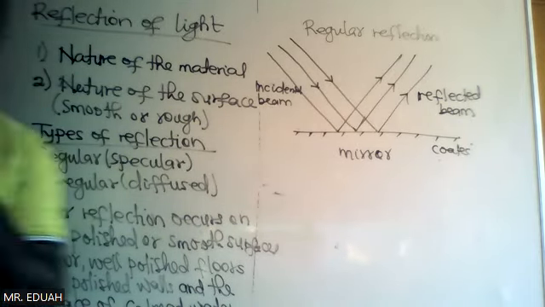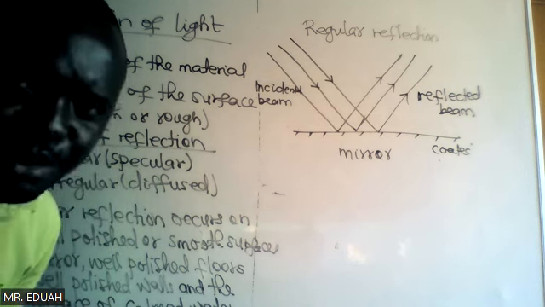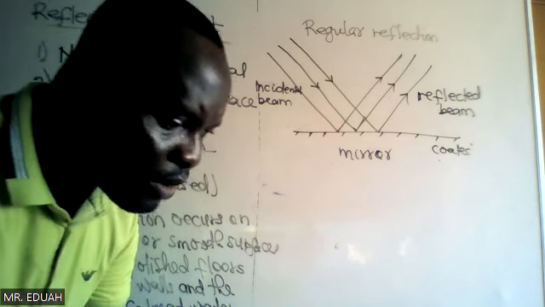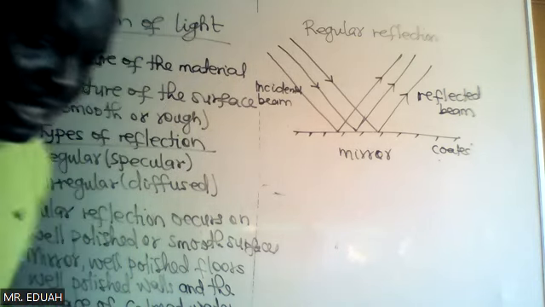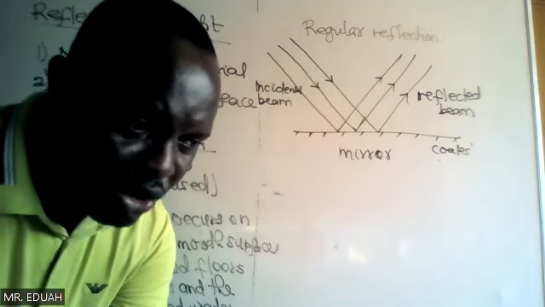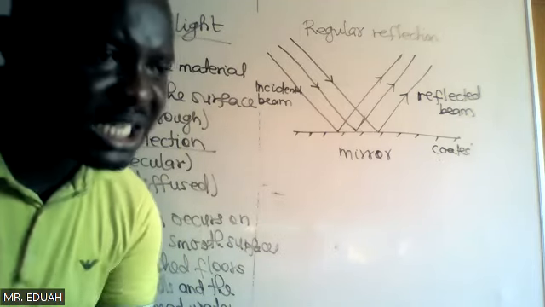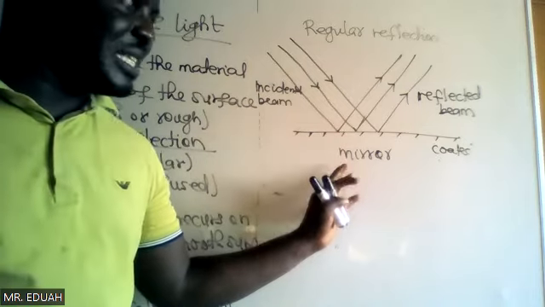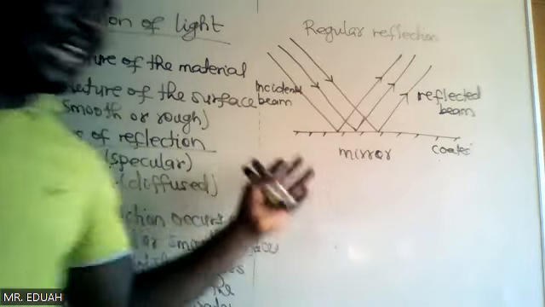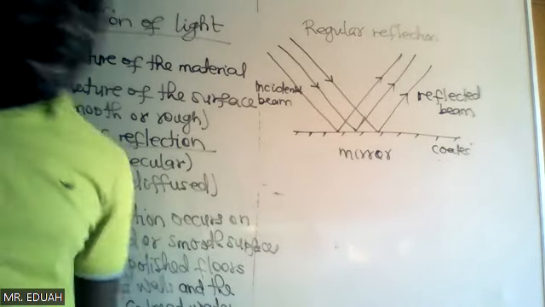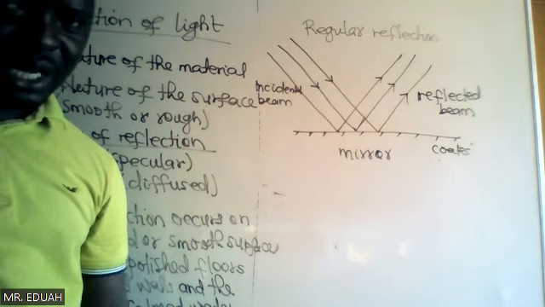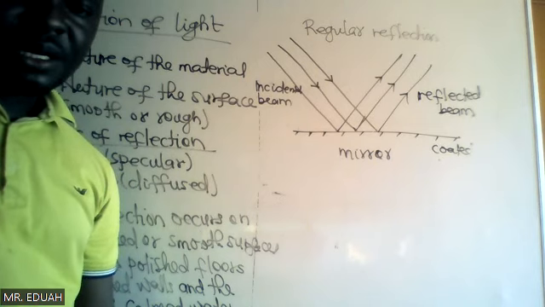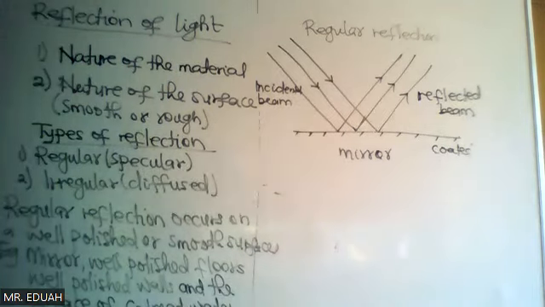And when such reflections occur, a virtual image can be formed. That is why when you visit some offices and the surface of the floor is well polished, you see your image on the floor. Because the surface is well polished, the light beam hits it orderly and then reflects in an orderly manner, thereby forming a virtual image of whatever is around. Please, are we okay? Yes, please. So this is regular reflection.